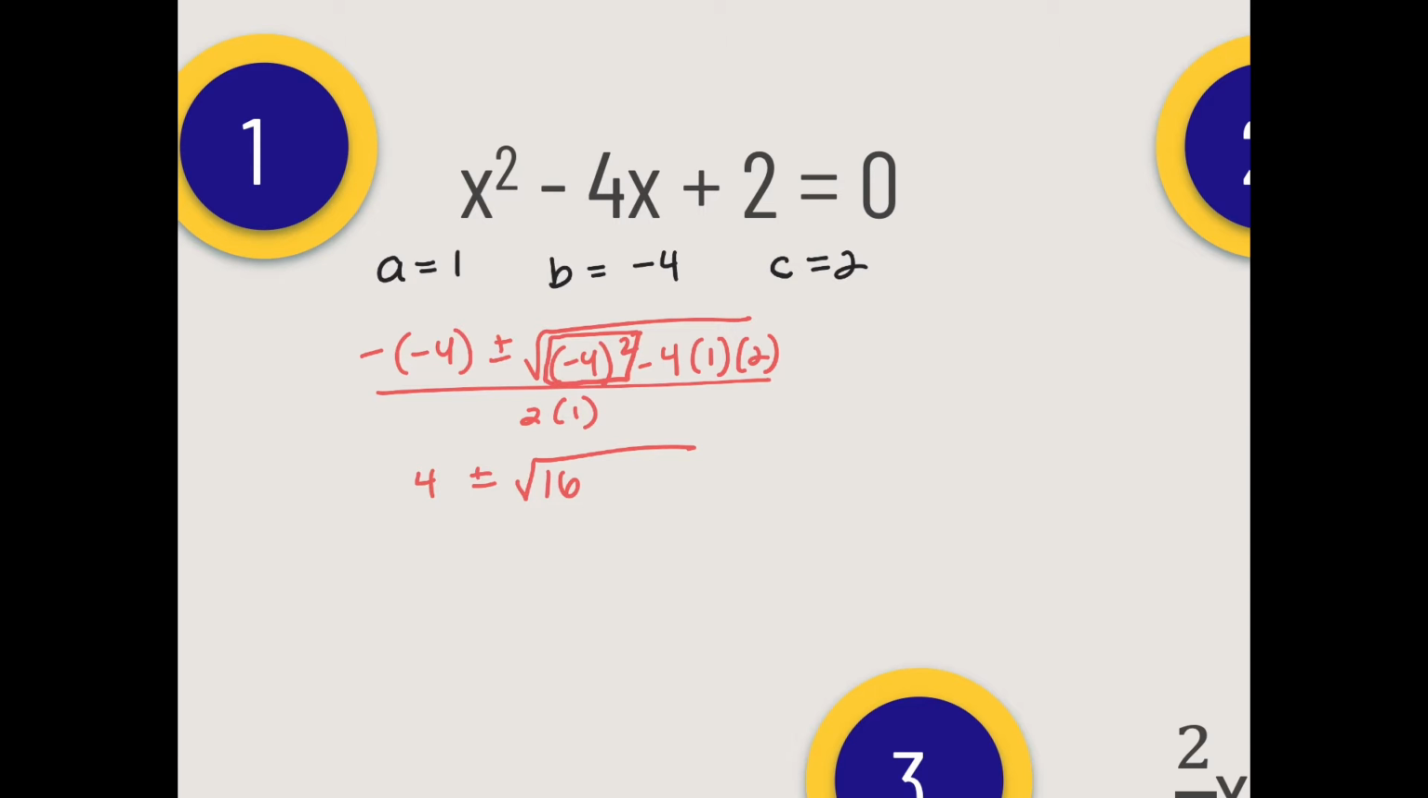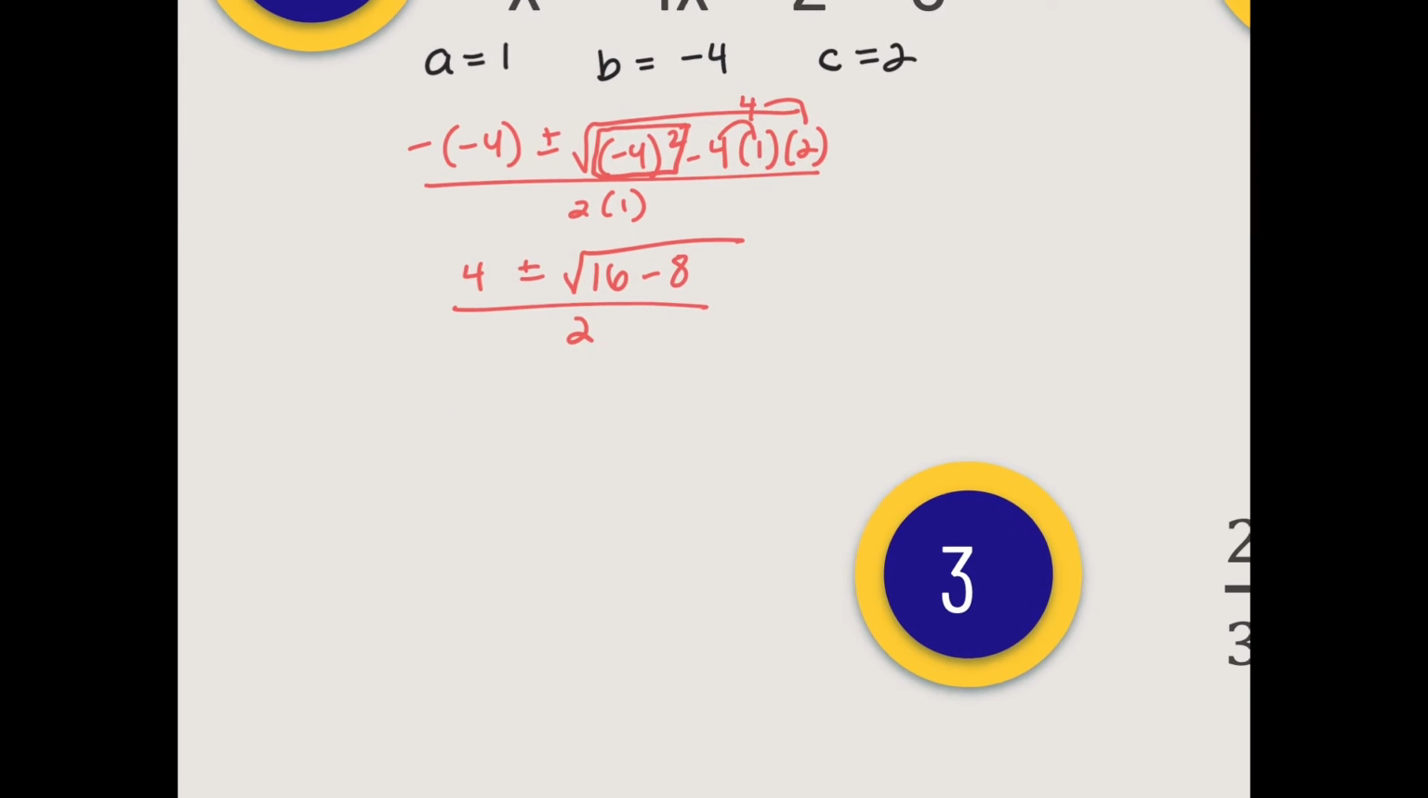And we can also multiply the end of this. 4 times 1 is 4, and 4 times 2 is 8. So minus 8, over 2. So I get 4 plus and minus the square root of 8, over 2. Now I have to look at that square root and see if it can be simplified.